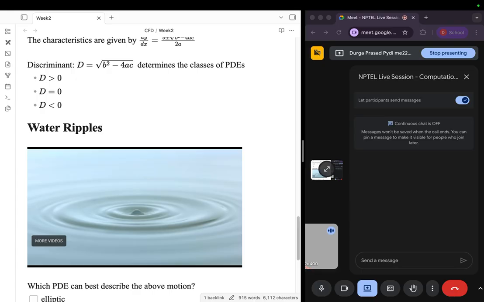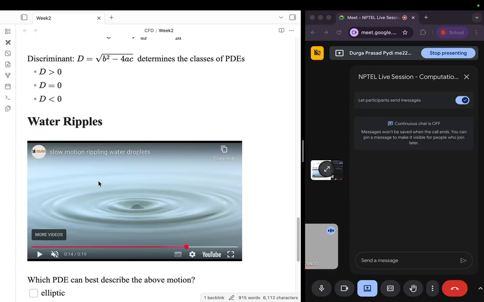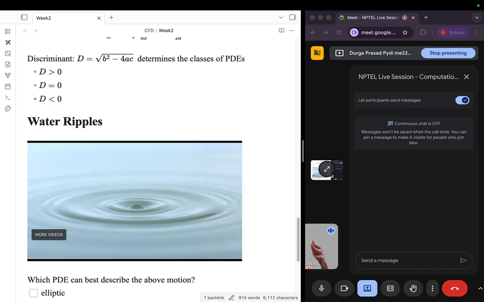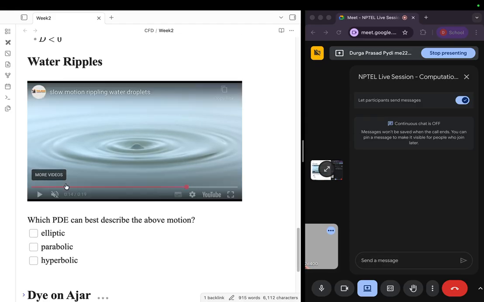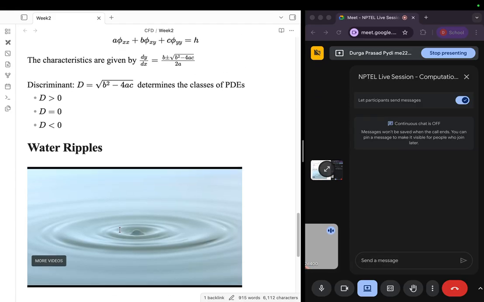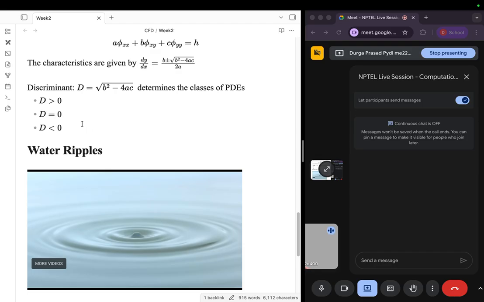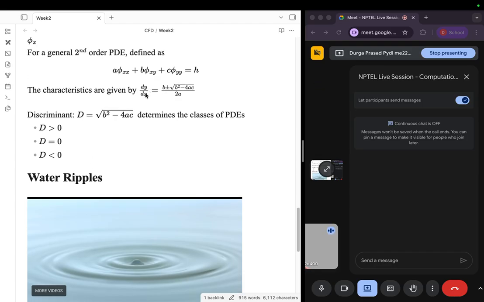Which means that this information is actually propagating radially outwards, and any time when you are sitting on the wave, you would observe everything else to be static. So these kinds of motions are described by something called a hyperbolic equation, which comes only when you have distinct values of d by dx.